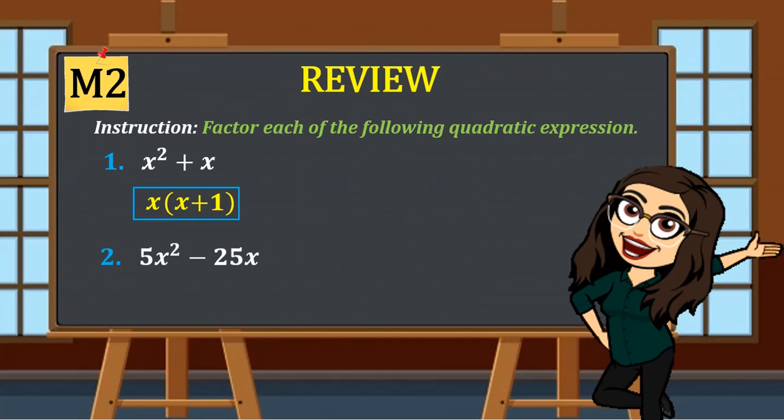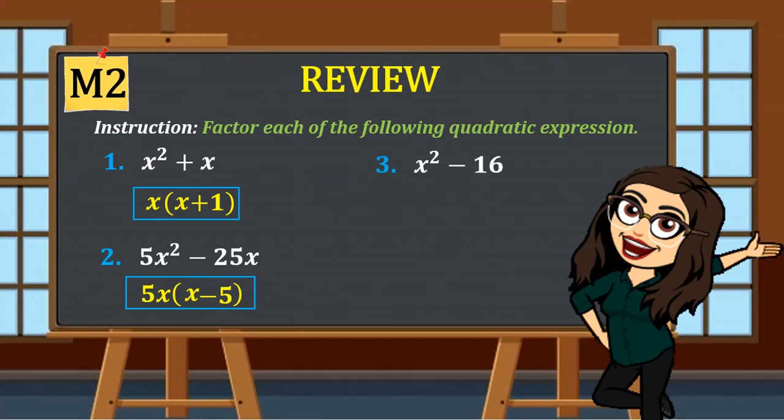Next, number 2, 5x squared minus 25x. The common factor between 5 and negative 25 is 5. Next, the common factor of x squared and x is x. Then divide each term by the common factor. 5x squared divided by 5x is x. Next, negative 25x divided by 5x is negative 5. And the factors now of expression number 2 is 5x times quantity x minus 5.